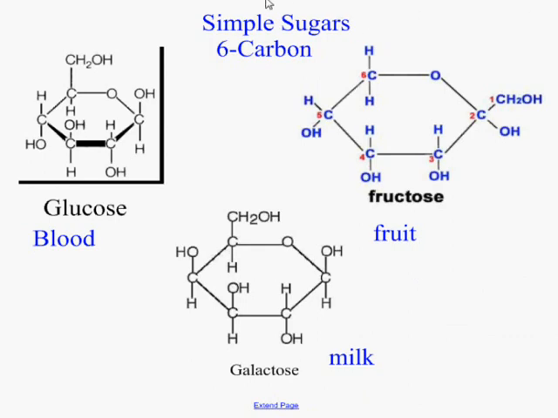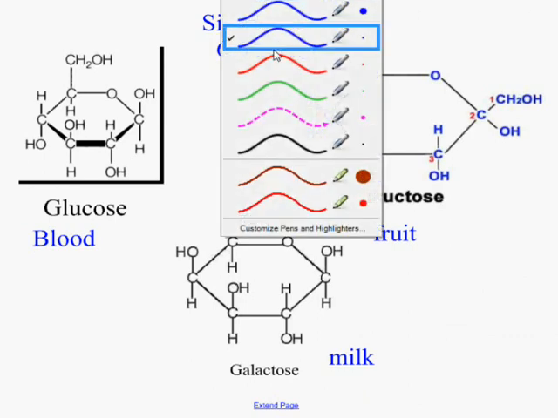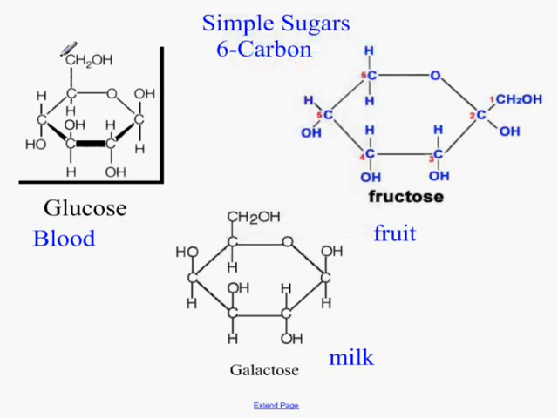So let's just take a look here for a second and count the carbons. So there's 1, there's 2, there's 3, there's 4, there's 5, and there's 6. If we want to take a look at fructose, you can also see 1, 2, 3, 4, 5, 6.